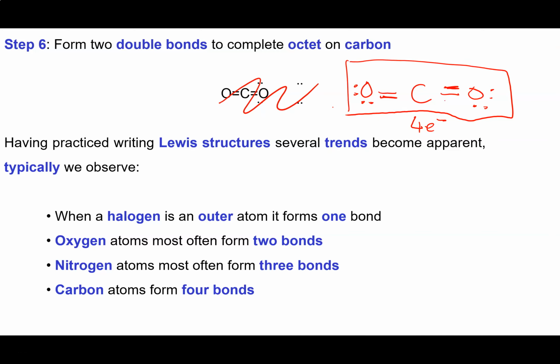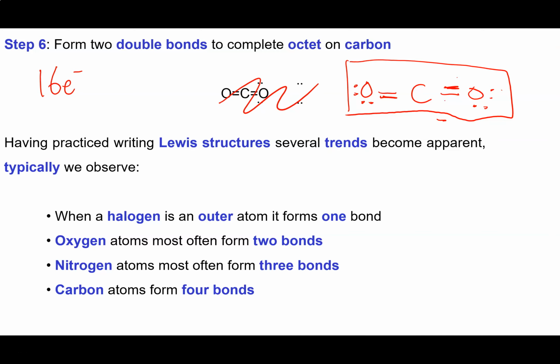Every atom has an octet, and we used the total of 16 electrons. You can count that up: 2, 4, 6, 8, 10, 12, 14, 16. And if you check every atom, you'll see that it has an octet. Once you start doing this for a while, you get quicker and quicker at drawing correct Lewis structures.